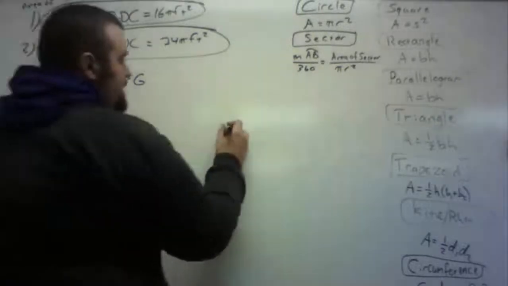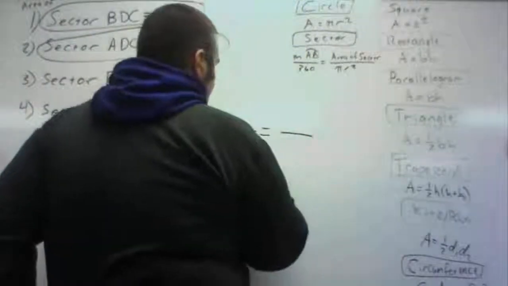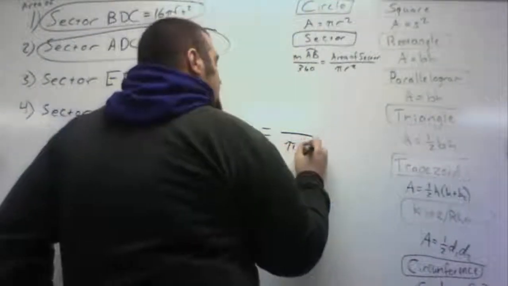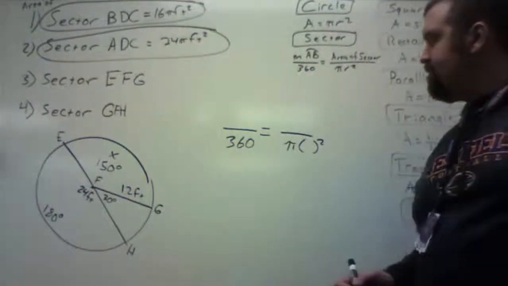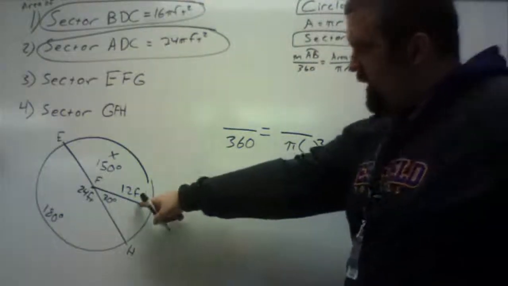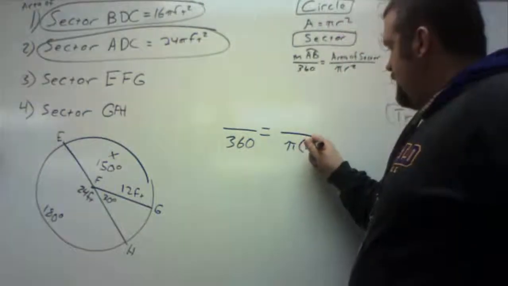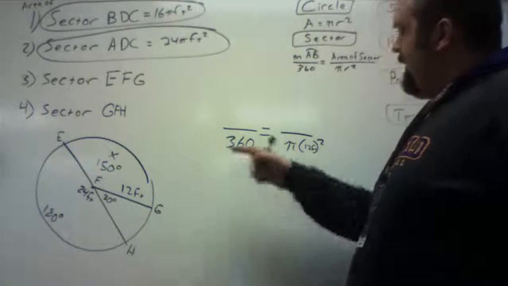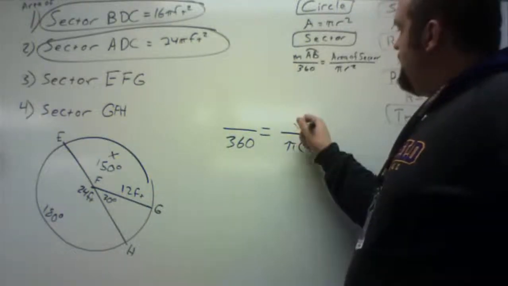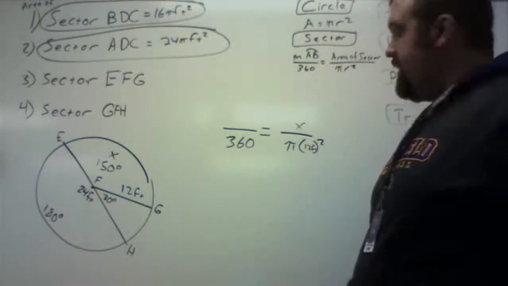So automatically, I know to set up my proportion. 360 and pi r squared are guaranteed because it's the area of the sector. R in this case is 12 feet. Again, if you want to find out how, I watched yesterday's. The area of the sector is what I'm looking for, so let's put x.